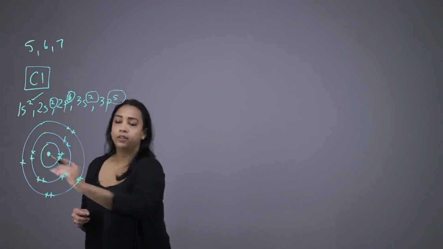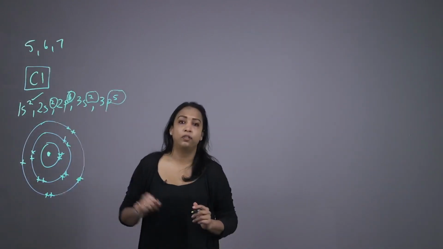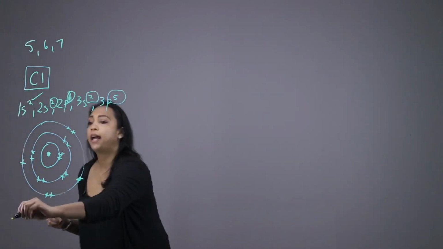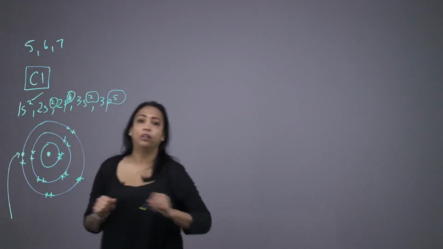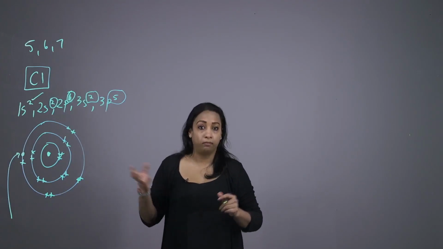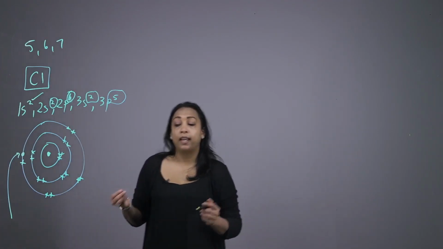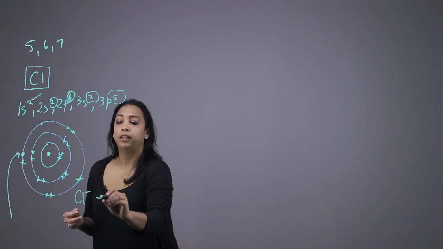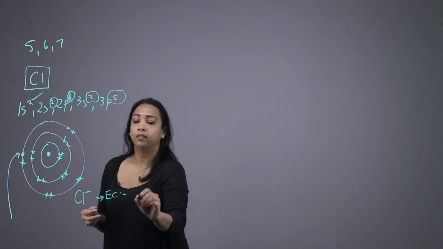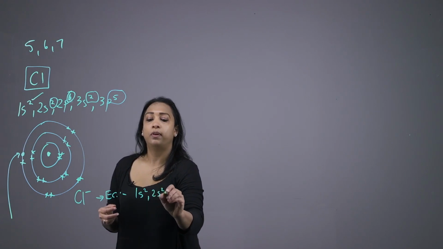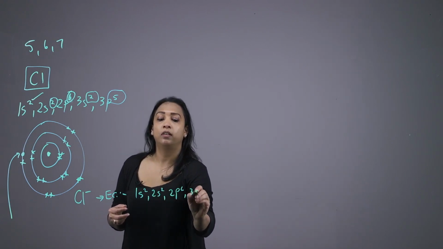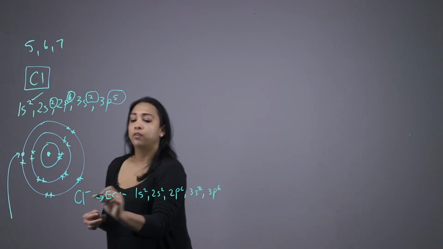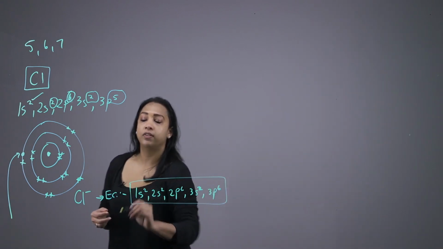So chlorine, as you can see, just needs 1 electron to complete its outermost shell. And therefore, chlorine will accept an electron from some other element, most likely a metal. And in that case, chlorine will then have an electronic configuration like this: 1s2, 2s2, 2p6, 3s2, and 3p6. So this is the electronic configuration of our Cl- ion.